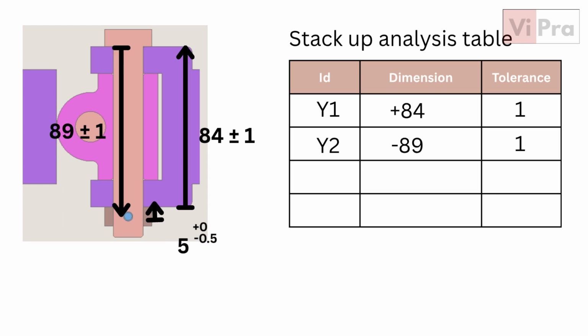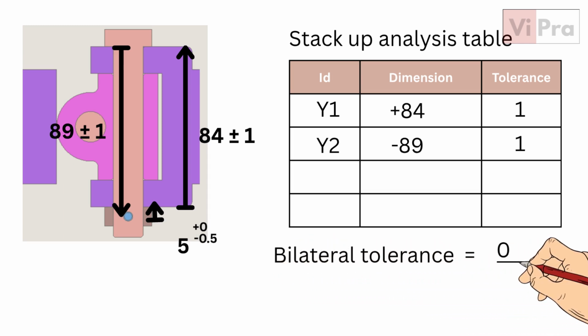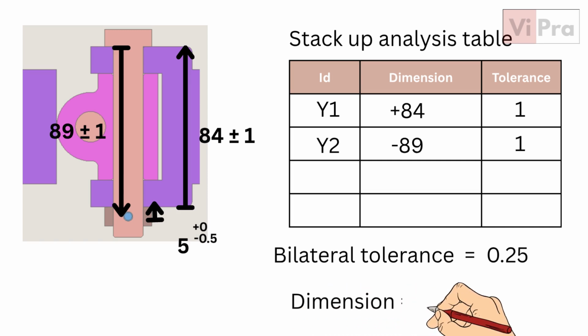To do the stack-up analysis, we have to convert the unilateral tolerance into a bilateral tolerance. How will we do it? Calculate the average of the upper tolerance limit and lower tolerance limit. Same as for a dimension, upper specified limit plus lower specified limit divided by 2. Therefore, the new y3 value will be 4.75 and the tolerance plus and minus 0.25.